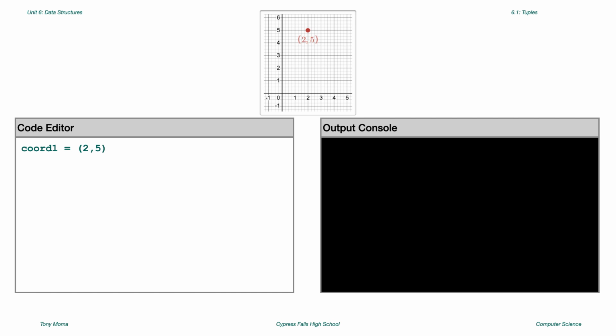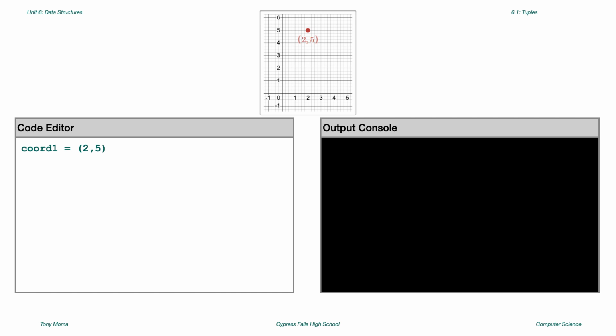Now, you might be thinking that because we're using parentheses, this looks like a method call, but not at all. Had we been calling a method, there would be a name in front of the parentheses. But since there is no name in front of the parentheses, the Python interpreter will interpret this as us creating a tuple object.